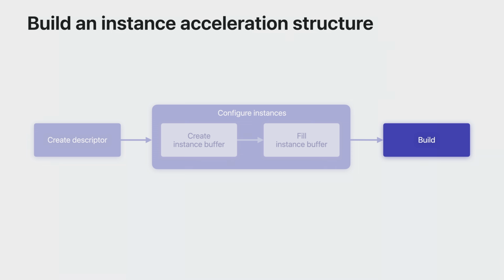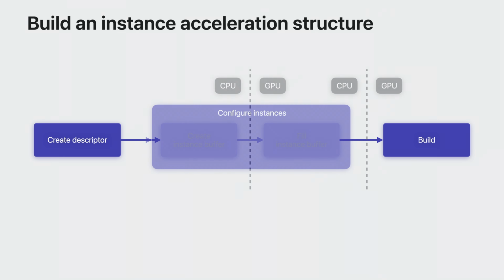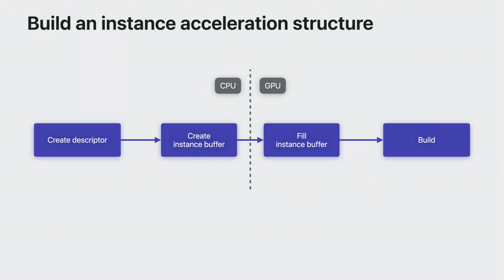The last step is to build the actual acceleration structure, which is the same process as for a primitive acceleration structure. All of the steps before the build can run on the CPU, but if the number of instances is large, the process of filling out the instance buffer can become compute intensive. Since instance descriptors are stored in a normal Metal buffer, you can accelerate this step by filling out these descriptors from the GPU. This is a great opportunity for GPU acceleration, as long as you know how many instances your acceleration structure will contain before you hand off the work to the GPU.